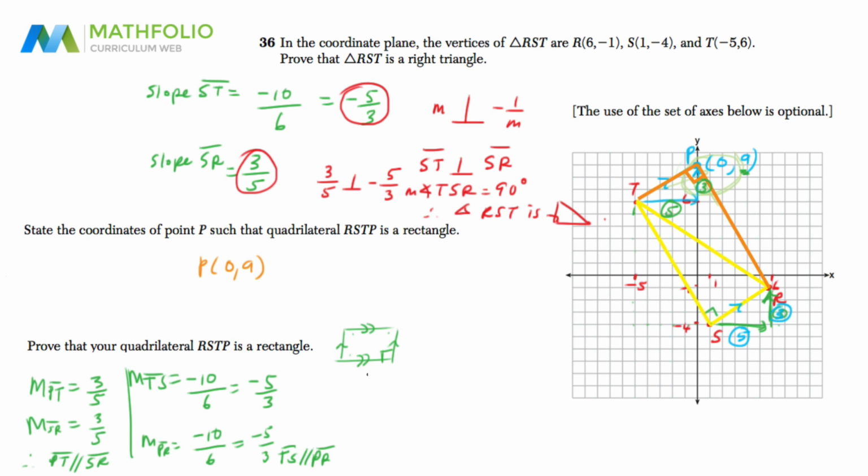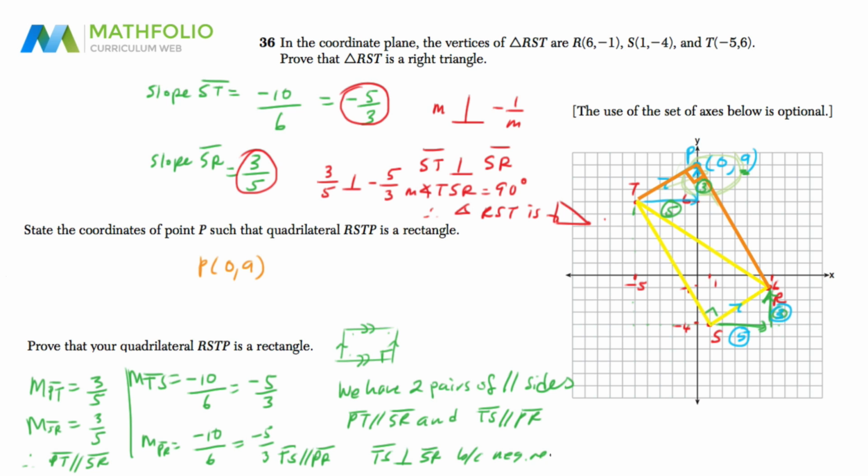So we now know that we have 2 pairs of parallel sides. So we know that PT is parallel to SR and TS segment is parallel to PR segment. But next, we also know that TS is perpendicular to SR because they have the negative reciprocal slope. And that's how we know that the measure of angle TSR equals 90 degrees.